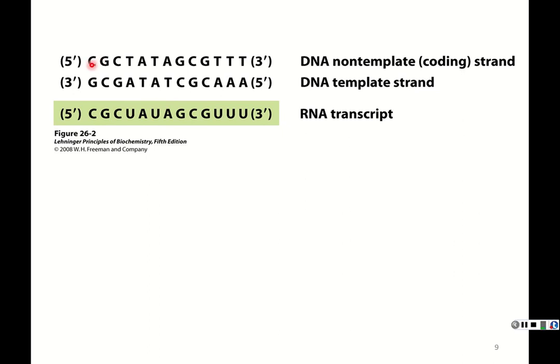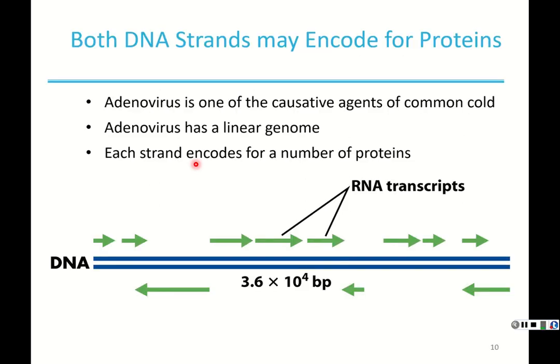You'll also notice that the RNA transcript is basically going to be the same as the non-template strand, or coding strand. They're both in the 5' to 3' direction. The sequences are going to be very similar, except T is going to be replaced with U in the RNA. Both strands of our double-stranded DNA may encode for proteins.